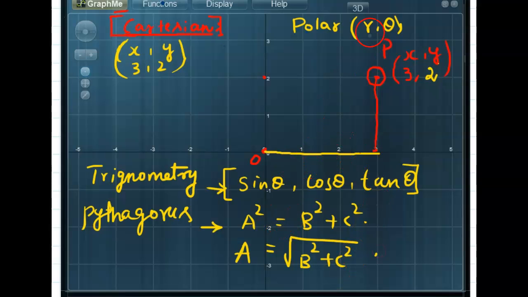So first in the polar coordinate, now I want to convert this Cartesian coordinate 3 and 2 to the polar coordinate r and theta. So I want to find first the r using Pythagoras. I want to find this theta using trigonometry. That's all. If we do so, then we are safe. We can get the polar coordinate from the Cartesian coordinate.